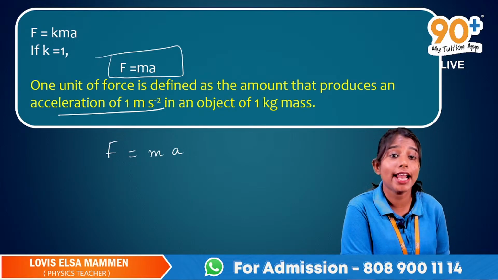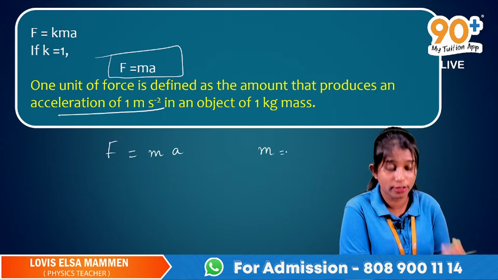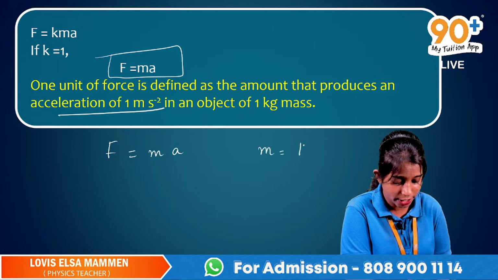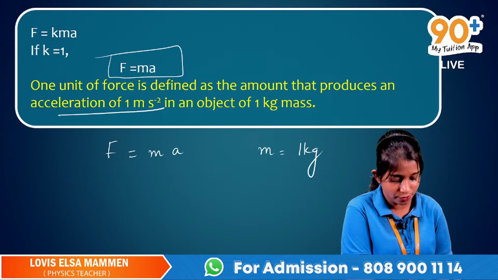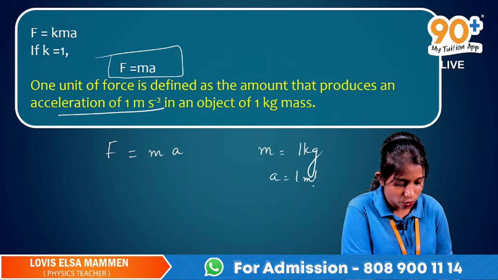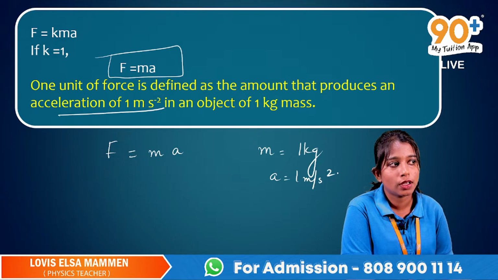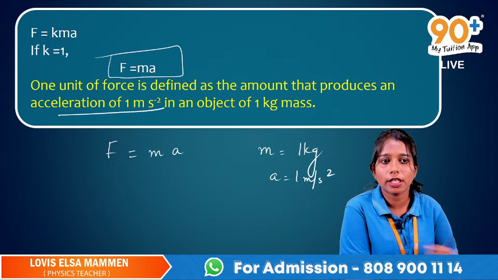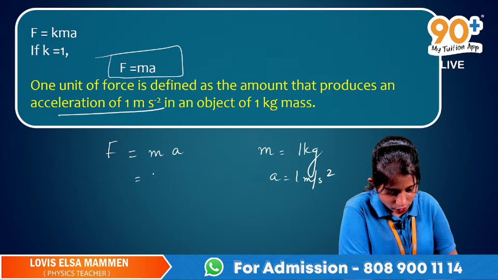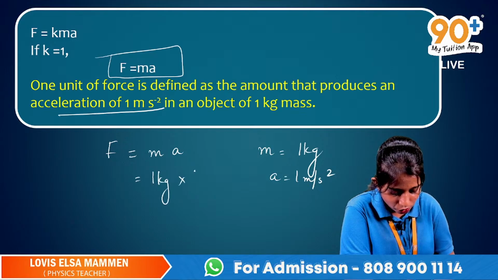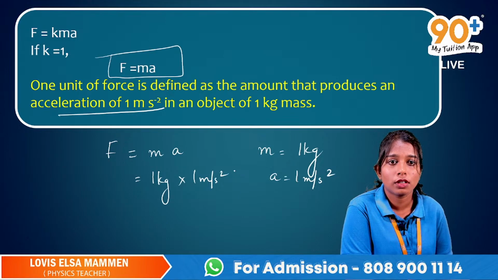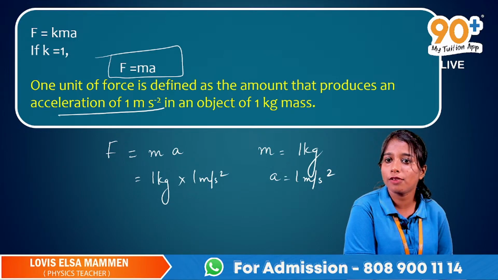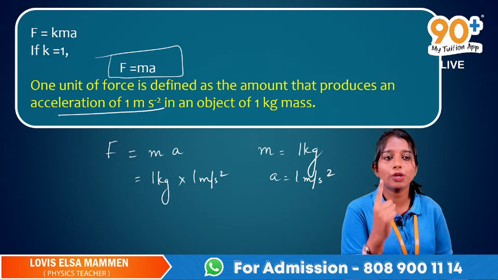Now if the object has got a mass of 1 kilogram and it has produced an acceleration of 1 meter per second square, substitute. The equation on substitution is 1 kilogram into 1 meter per second square. Then we get the value of force as 1 unit of force.